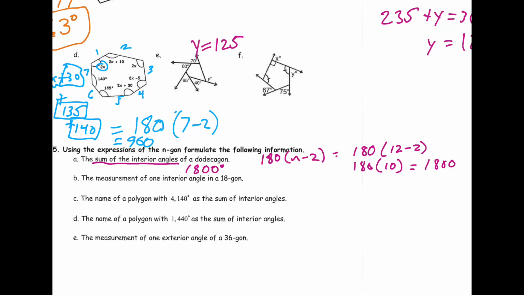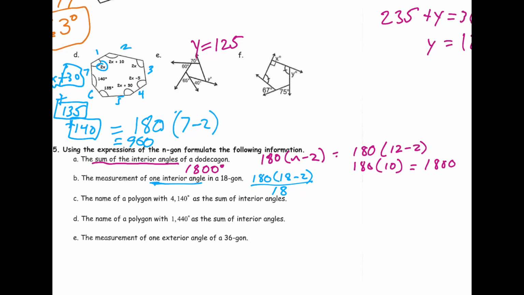All right. B says the measurement of one interior angle in a 18-gon. So this one's going to be very, very similar. We just got to make sure we find, so it's an interior angle, and we want a measurement of one of the sides. So this is a regular 18-gon, so we're going to come up with the equation 180 times 18 minus 2, and then divided by 18, since that's our number of sides.